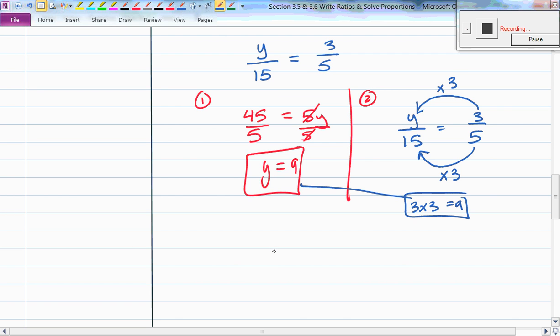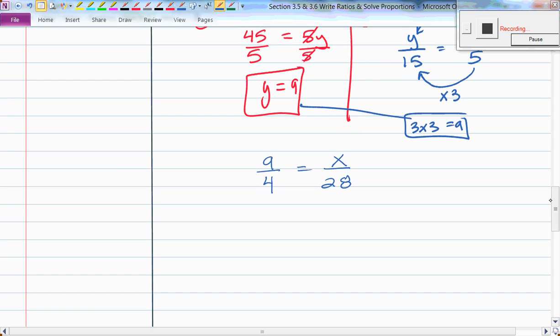And that's going to be this one. Let's do 9 divided by 4 is equal to x divided by 28. Let's solve this proportion. 9 divided by 4 is equal to x over 28.